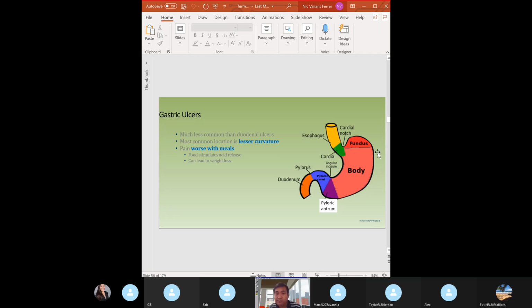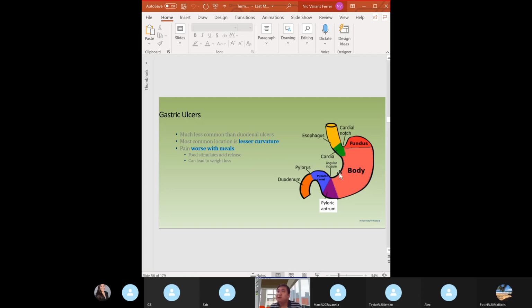What artery can we see in the greater curvature? What supplies the greater curvature of the stomach? What artery? Your gastroepiploic artery, right? Or gastroomental arteries. Most common cancers, like adenocarcinoma of the stomach, usually can be found here in the lesser curvature.